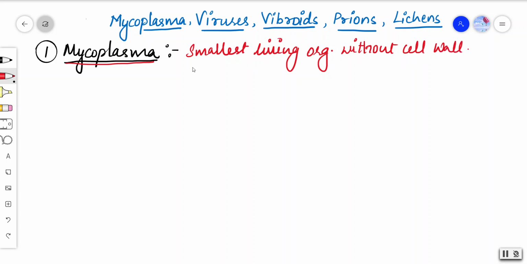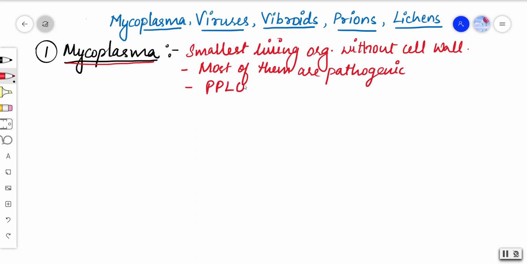Another feature of this Mycoplasma is most of them are pathogenic. Okay, they are disease causing. And it is also known as PPLO, that is pleuropneumonia like organism. This is what PPLO means.